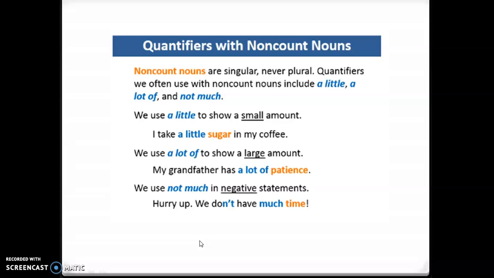We use a lot of to show a large amount. My grandfather has a lot of patience. We use not much in negative statements. Hurry up, we don't have much time. Okay, so the non-count nouns in these examples were sugar, patience, and time.